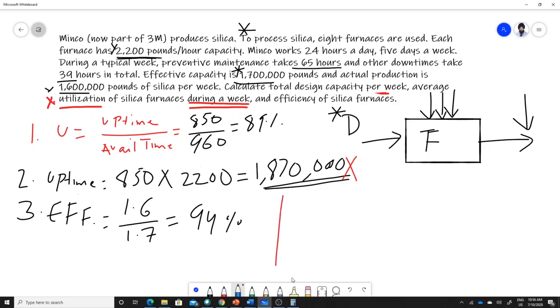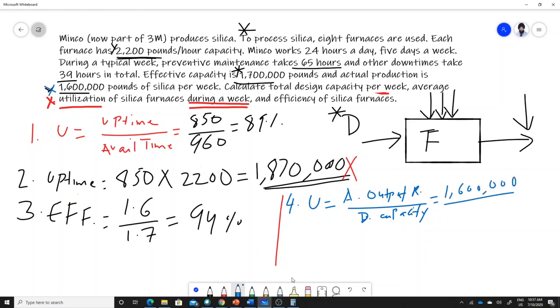So let's calculate the utilization based on the actual output rate. The formula for that is utilization equals actual output rate divided by design capacity. The actual output rate is given here, 1.6 million. Design capacity in terms of the number of units being processed per week, we already calculated that. That was around 2.1 million. So it's going to become approximately 75.75%.